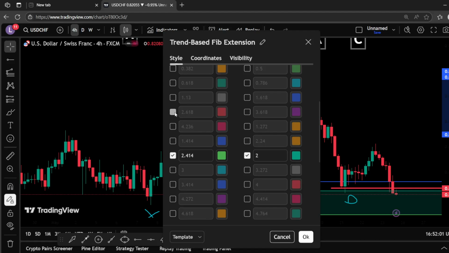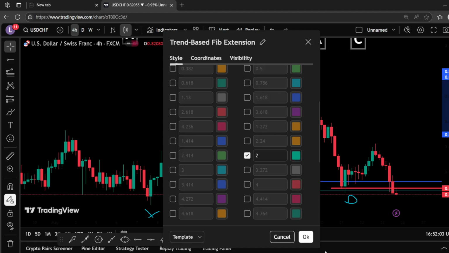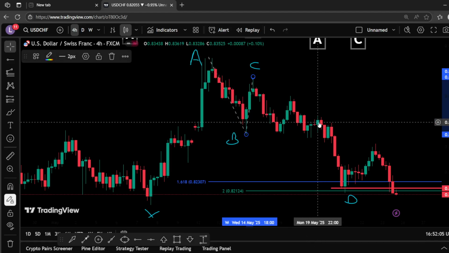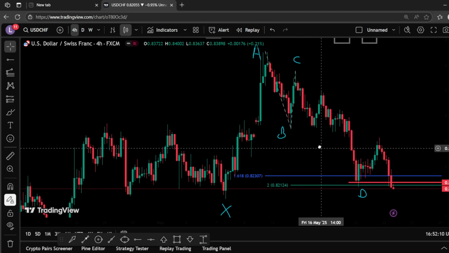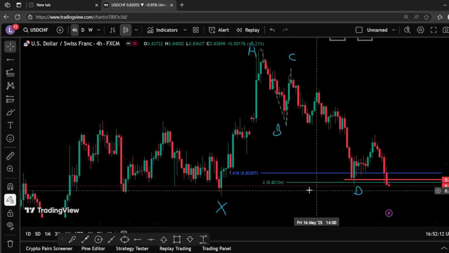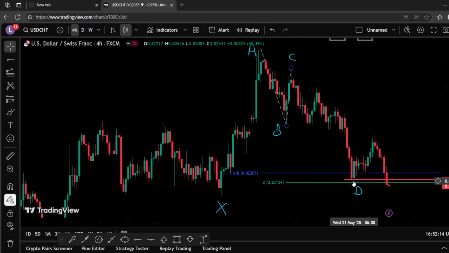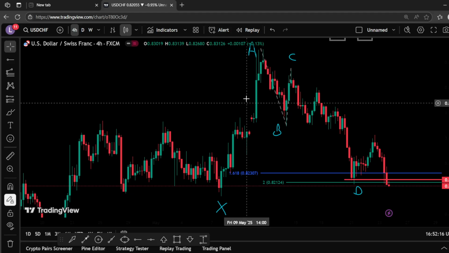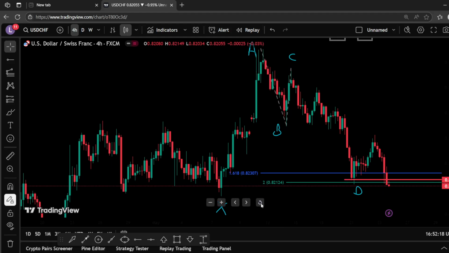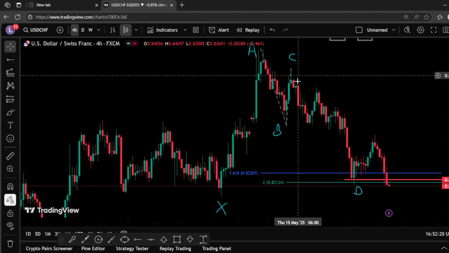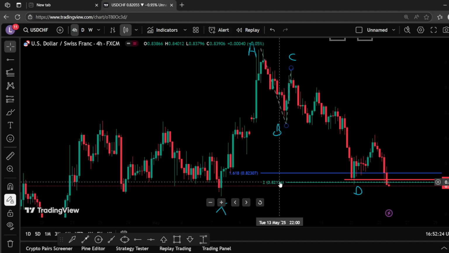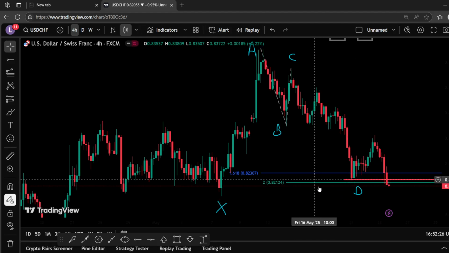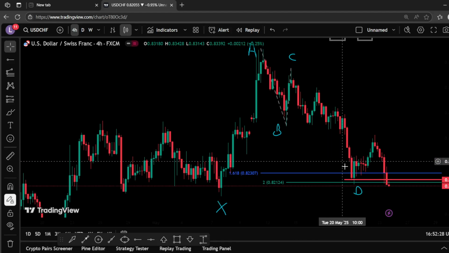Okay, so you need to wait for all these numbers to touch as the CD leg is moving down. So these are the 3 numbers that we need. The red line here is our 886, and then we got our AB leg, which is 1.618, and then the CB leg or BC leg, which is the 2. Yeah, so you can see all the numbers are touched. So this is when we take the trade.